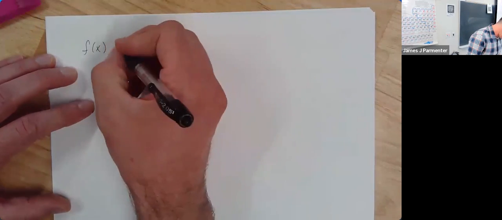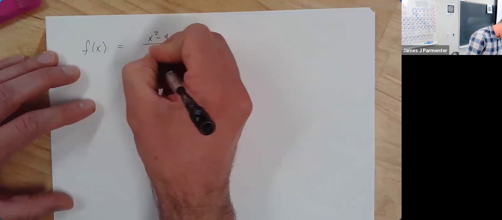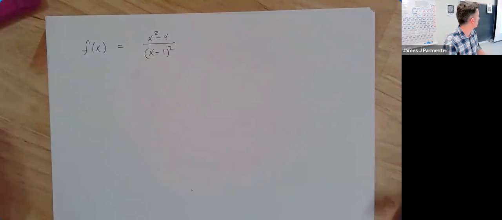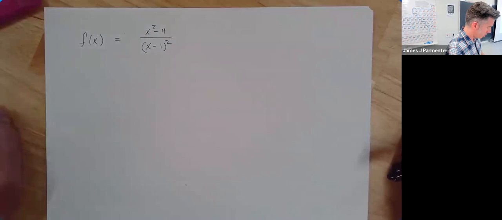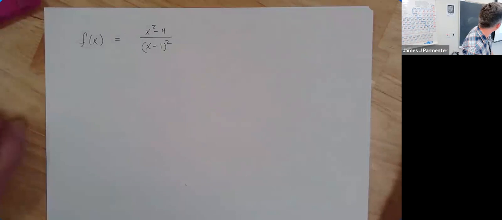Okay, let's say we have f(x) = (x squared minus 4) over (x minus 1) squared. Classic. And we want to find all the things. And so, symmetries. I don't usually think about symmetries when I'm graphing.